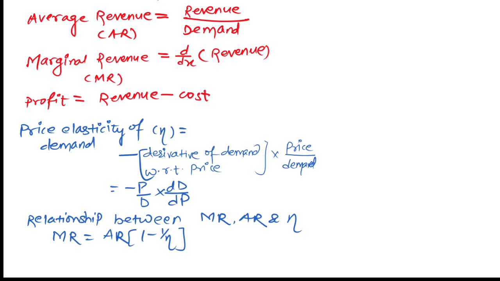Now, the relationship between MR, AR and elasticity of demand. MR is equal to AR into, in the bracket, 1 minus 1 upon N. So these are the basic formulas we have used. Now based on these formulas, let's discuss the MCQs.